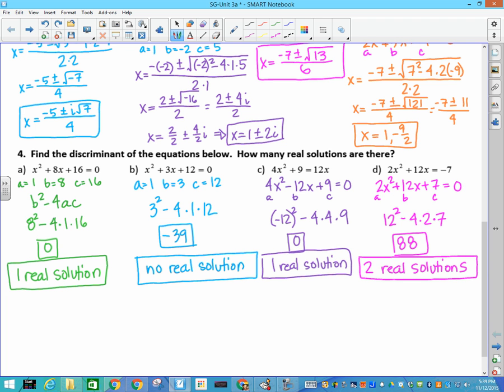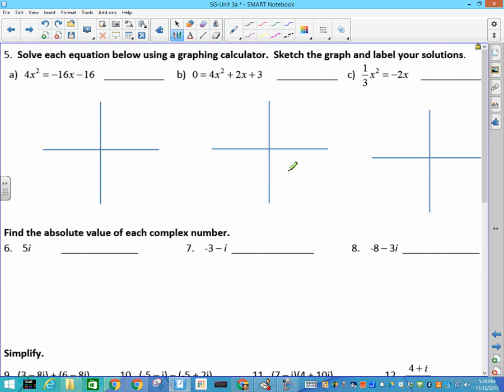All right, on to the back side. So this problem, solve each equation using our graphing calculator, sketch and label your solutions. So yes, you will need a graphing calculator when you take the test, okay? If there's any problem with you getting a graphing calculator, you need to see me right before you take the test. You need to talk to me before then, okay?